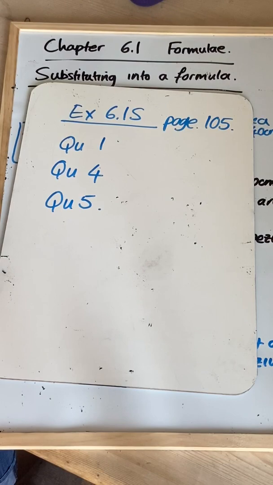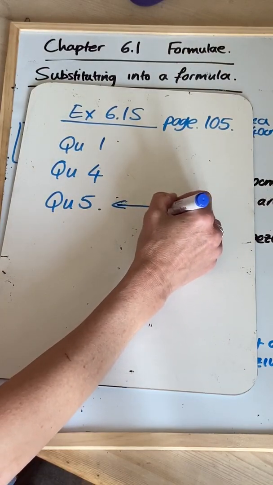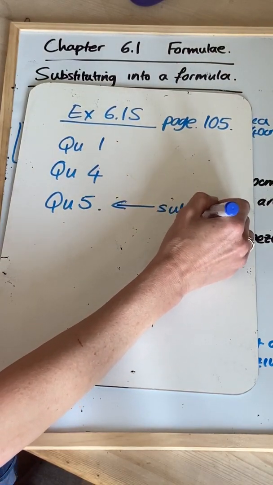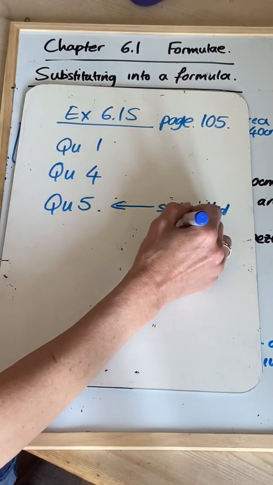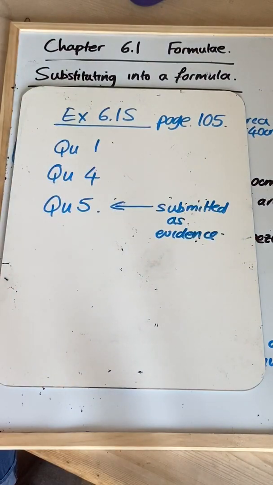And I would like you to set out your workings in the same way that I've set them out, please. And I would like question 5 to be submitted as evidence, please, that you've done this work. So I want to see question 5 submitted as evidence onto Inside. However you do that, probably by taking a photograph of it and attaching it to Inside. Okay, good.